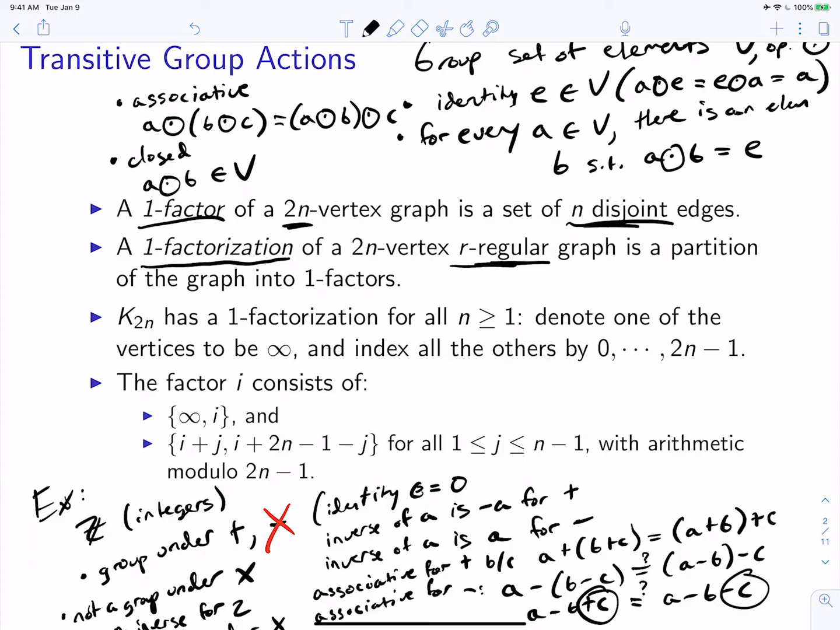So why is this useful? Let's talk about this graph right here, which is the complete graph on 2n vertices. That means that we have a bunch of vertices, and every possible edge is there, every single one. That might not look pretty, but every single edge is there. And it has a one factorization, and here's a simple way to actually do it.